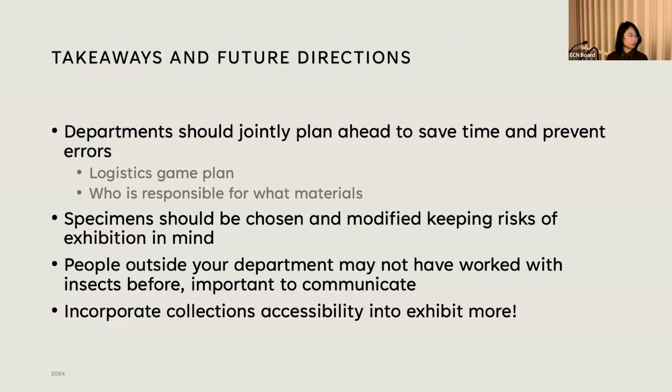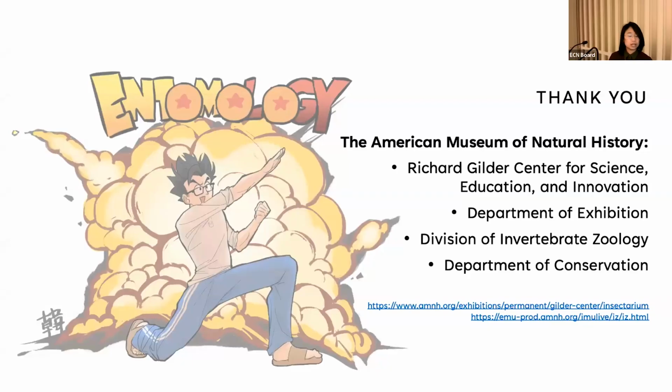Specimens, of course, should be chosen and modified ahead of time just to keep the risks of exhibition in mind. And what we would like to have done is incorporate collections accessibility into the exhibit more, i.e. putting a QR code so visitors can access our virtual collections more easily from the exhibit itself. And with that, thank you so much for listening to my presentation.